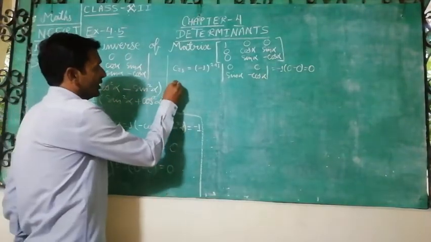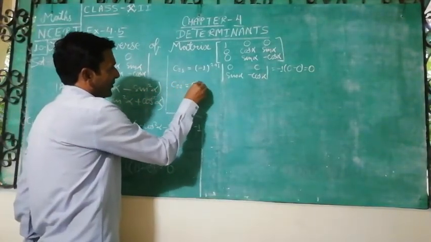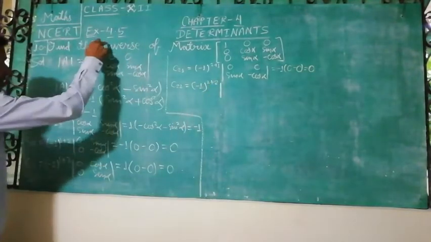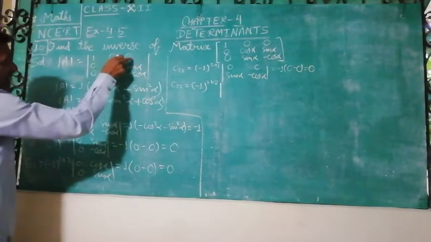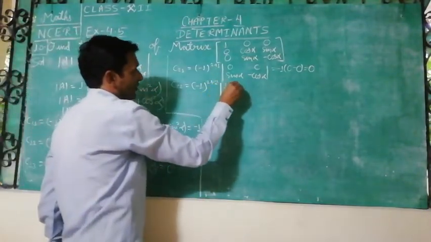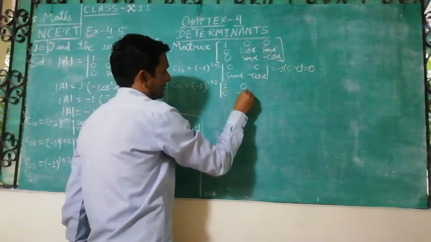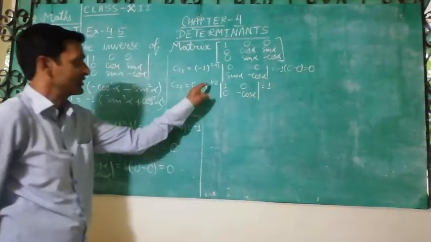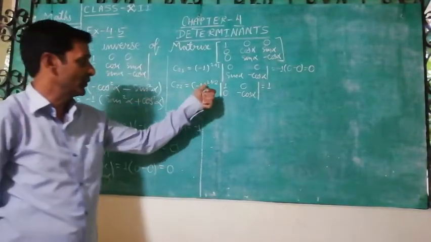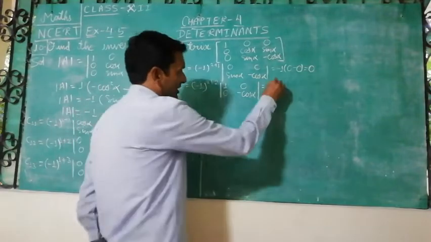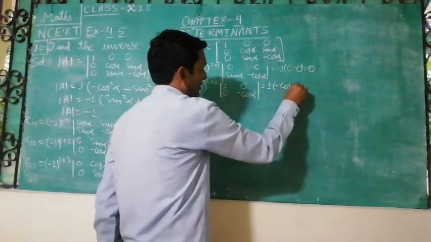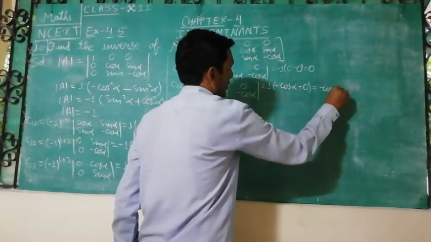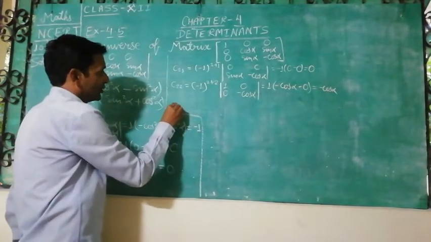Now C22. C22 is equal to minus 1 raised to the power 2 plus 2. Now what we have to do? See, second row and second column will be eliminated. So it is 1 0 and 0 minus cos alpha. Here it is positive 1, of course, because minus 1 raised to the power 4 is plus 1. Now 1 into minus cos alpha is minus cos alpha, and then 0. Minus 0. So it will be minus cos alpha only.